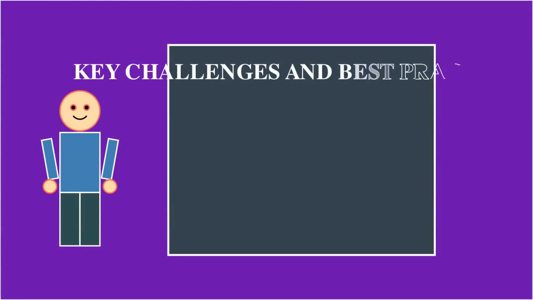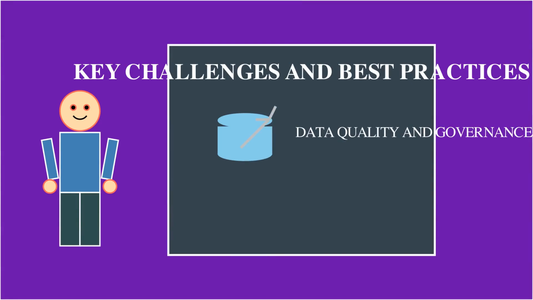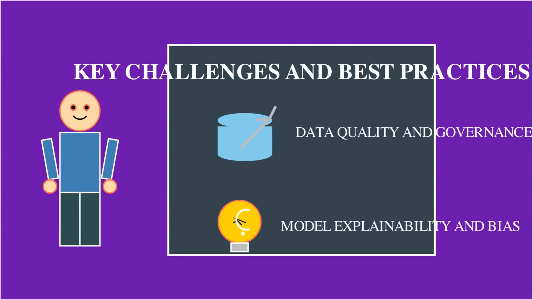Building these systems is not without its challenges. Data quality and governance: garbage in, garbage out. Ensuring data is clean, consistent, and representative. Model explainability and bias: understanding why a model made a prediction and mitigating biases to ensure fairness.